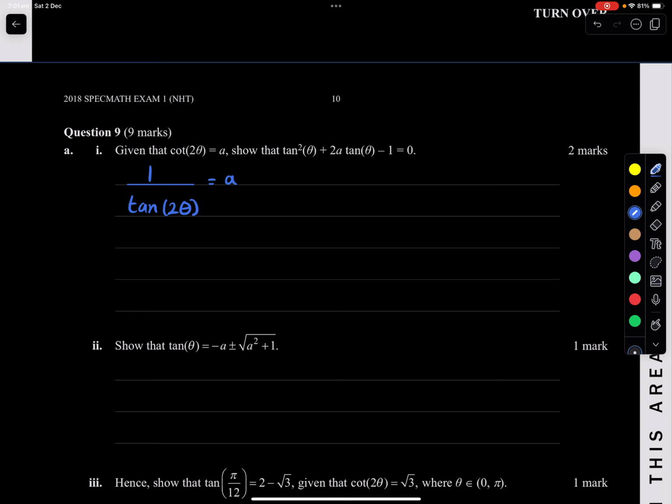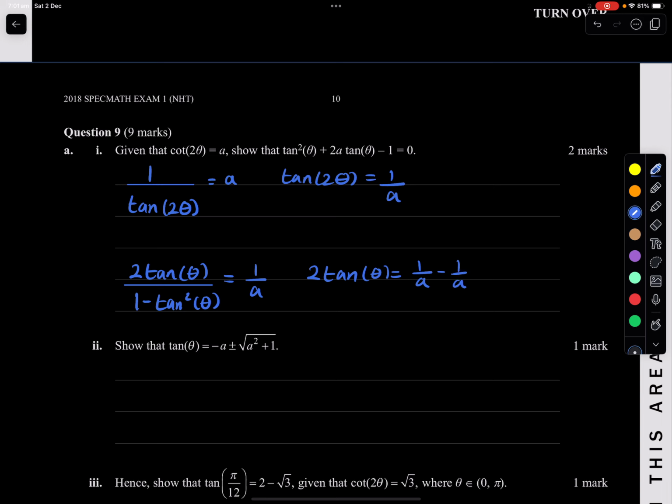Imagine reciprocating both sides. We just get tan 2 theta is 1 over a. And tan 2 theta, using your double angle formulas, is just equal to 2 tan theta over 1 minus tan squared theta, which should equal 1 over a. If I multiply that over here, we get 2 tan theta is 1 over a minus 1 over a tan squared theta. Okay, we're making some progress now.